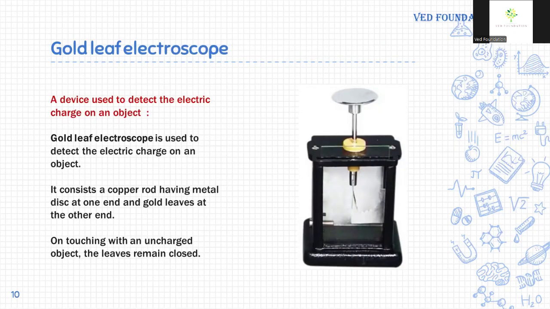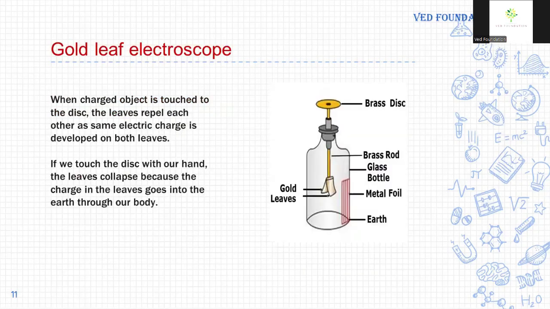Gold leaf electroscope. A gold leaf electroscope is the device used to detect electric charge on an object. It consists of a copper rod having a metal disc at one end and gold leaves at the other end. On touching with an uncharged object, the leaves remain closed. And when a charged object is touched to the disc, the leaves repel each other because the same electric charge develops on both the leaves and same charges repel each other.